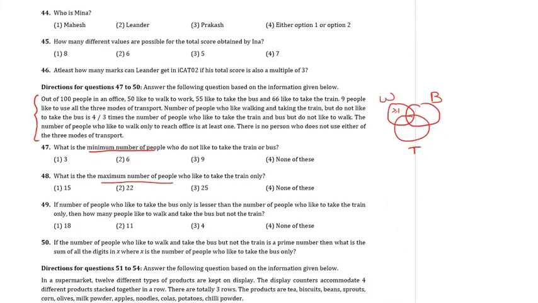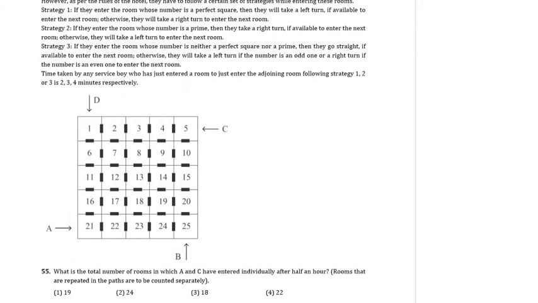If I look at the 4th question that we recommended, which was this one, we say that the Grand Marina, so it's a figure here with 4 entrances given. The Grand Marina has 25 suites, they are numbered as shown. There are 4 room service boys entering this assembly from 4 points, and they have to follow a certain set of strategies. So here there are simply rules. If they enter a room whose number is a perfect square, they will take a left turn if available to enter the next room. Otherwise, they will take a right turn.